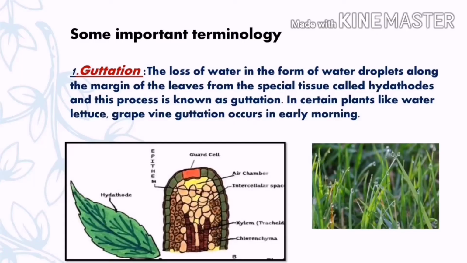So let's begin. Guttation is defined as the loss of water in the form of a water droplet along the margin of the leaves from special tissues called hydathodes, and the process is known as guttation. In certain plants like water lettuce and grapevine, guttation occurs in the early morning. And remember, guttation is very distinct from transpiration as the water is lost in the form of water droplets.